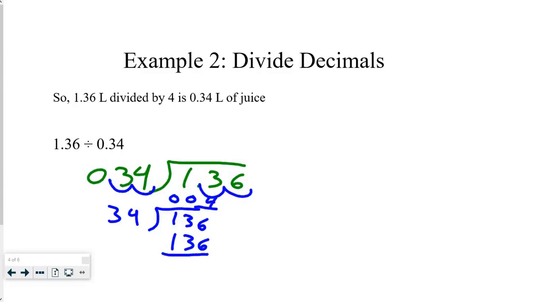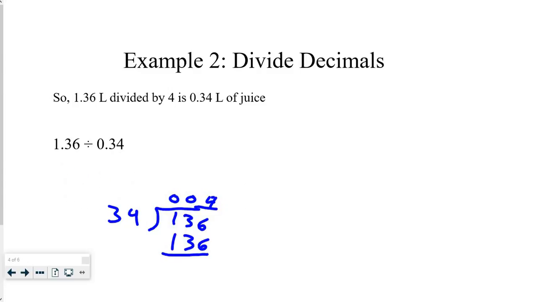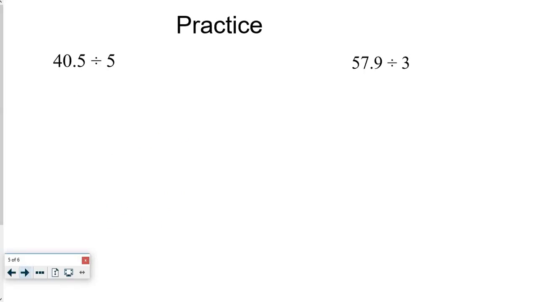So we go 4 multiplied by 34, sorry, we're almost done. 4 times 34 equals 136, so the remainder is 0. So 1.36 divided by 0.34 equals 4. So that's how you would do it if you're going to use paper. If you would like to practice, here we go.